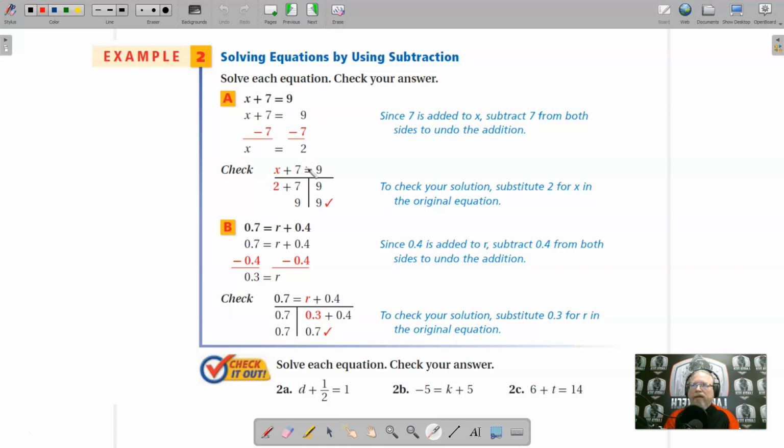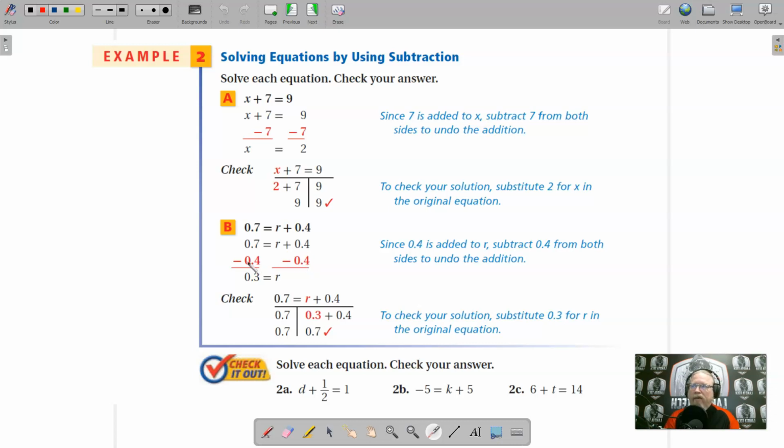We can now go ahead and check our solution by plugging in the value of 2 for x. 2 plus 7 is 9. Indeed, that checks out, so our solution is correct. On example B, we have 0.7 equals r plus 0.4. Let's rewrite that equation here. The 0.4 is tied to the r through addition. The opposite operation is subtraction. We're going to subtract the very number we wish to get rid of, which is 0.4.